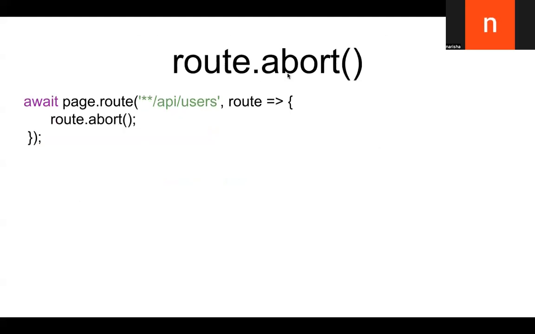The third one is route.abort. In this, basically, we want to abort the service so that we are not making any call to the server, and see how the UI or the browser is behaving.